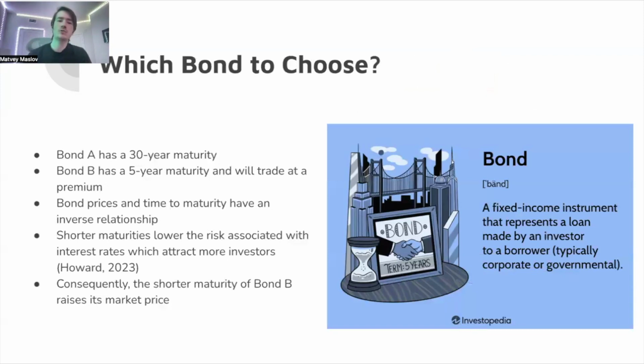So let's take a look at which bond would be more beneficial to choose if interest rates go up. In this case, bond A has a 30-year maturity, bond B has a 5-year maturity, and will trade at a premium as a result of that. Bond prices and time to maturity have an inverse relationship, which is very important to understand. Whenever interest rates go up, the initial bond prices go down. Shorter maturities lower the risk associated with interest rates, which attracts more investors for the reasons I've just explained. Consequently, the shorter maturity of bond B raises its market price, and therefore it becomes more appealing for investors in a volatile market.